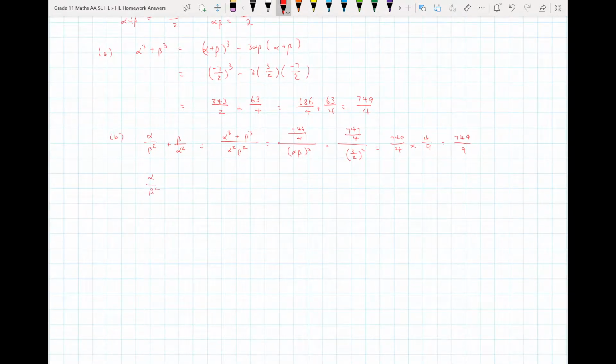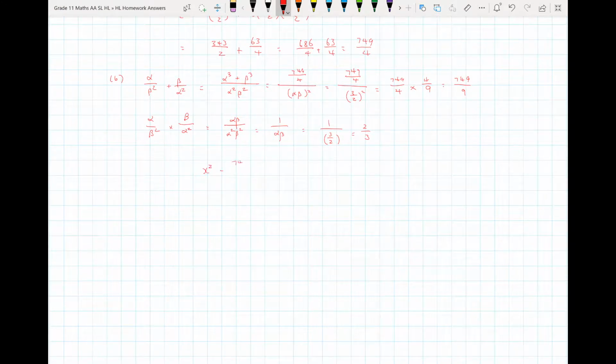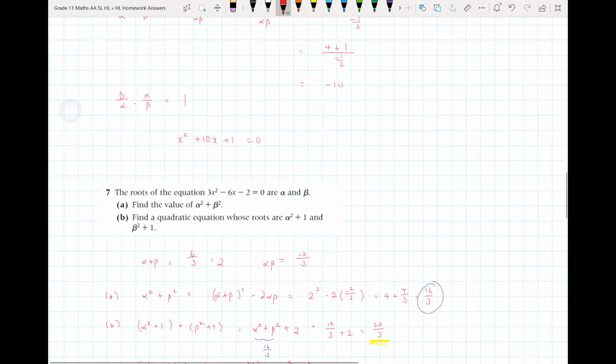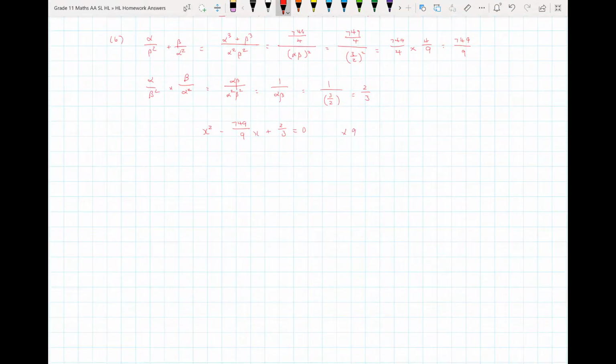And then the product is actually quite nice. If you don't realize it yet, they actually cancel out with the 1 on the bottom. So therefore this will be the reciprocal. So the equation could be in the form of this. Did they want integer? Yes. So multiply everything by 9.